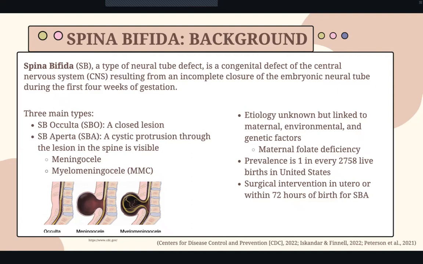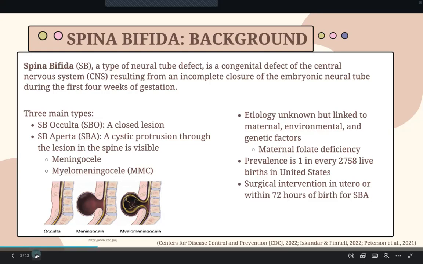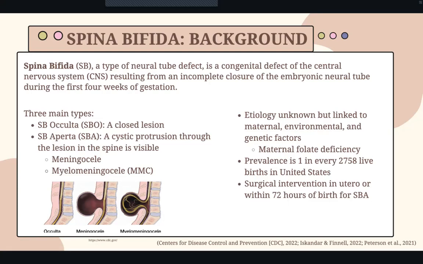The etiology is widely unknown, but the most agreed upon etiology is a maternal folate deficiency during pregnancy. It occurs in about 1 in every 2,758 live births within the United States, and surgical intervention is always required for spina bifida aperta individuals in utero or within 72 hours of birth.